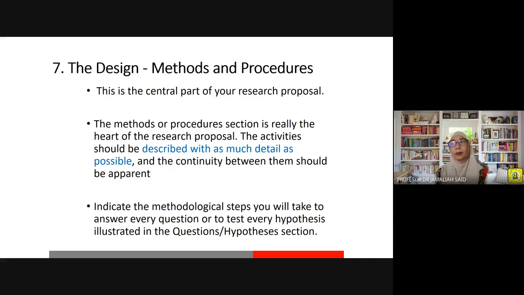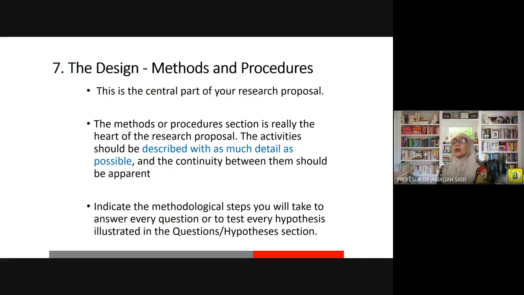I hope at this point in time you know how to extract samples of thesis from your ITM library database. You go to the library database, you go to ProQuest Dissertations. In fact, I strongly believe that you should go into that thesis collection, ProQuest Dissertations, because I want you to make sure whatever you plan to do is not repeating what has been done by students in other universities or in other countries. Okay.